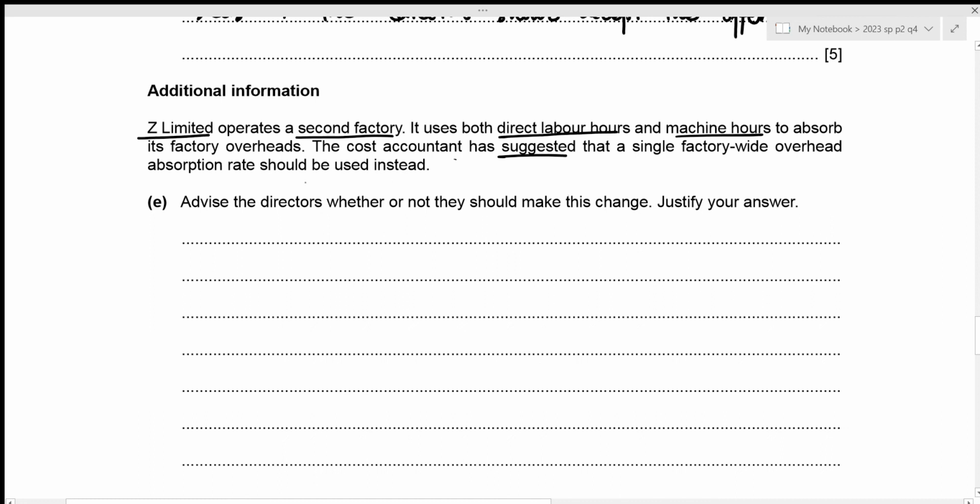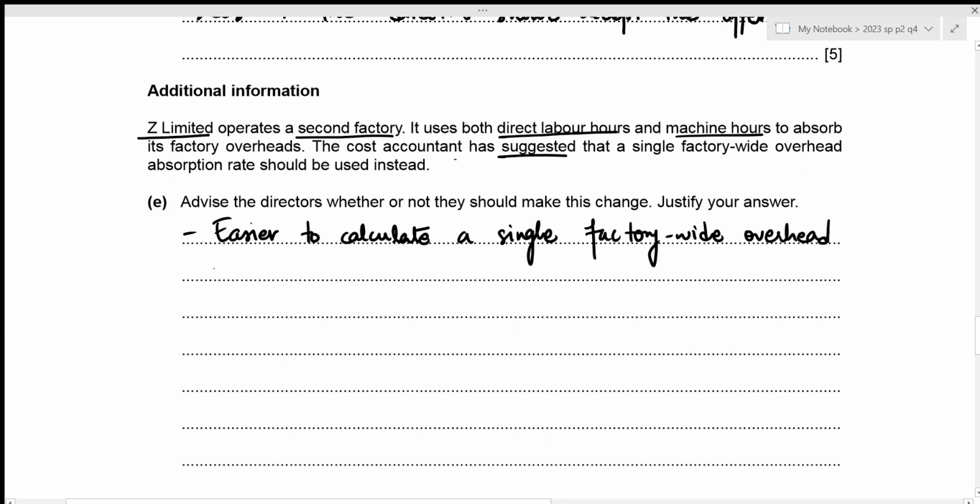So if we adopt a single factory-wide overhead absorption rate, then obviously it's going to be way easier to calculate. Let's write it down. Easier to calculate a single factory-wide overhead absorption rate. And calculating a single factory-wide overhead absorption rate would also be cheaper, right? So that is also an advantage, cheaper to calculate.